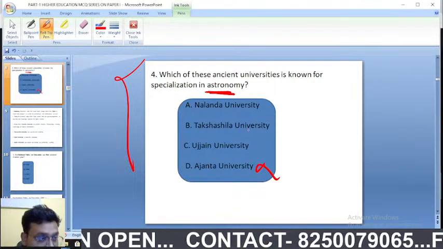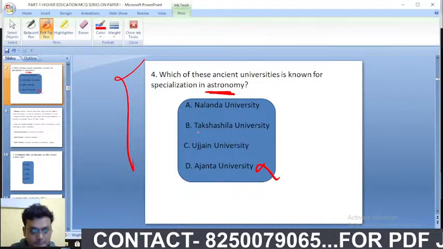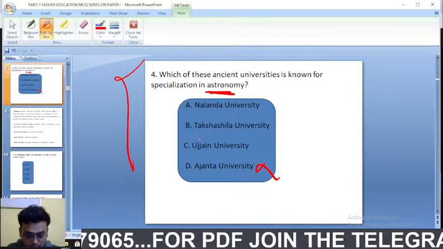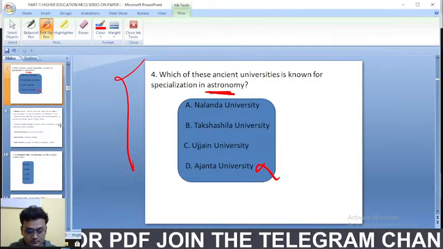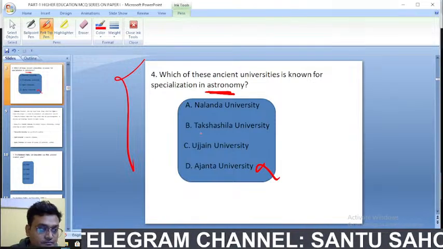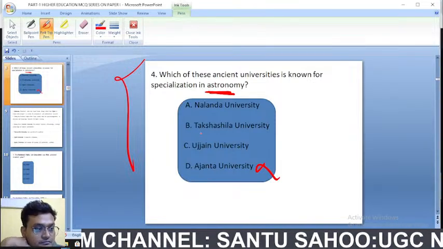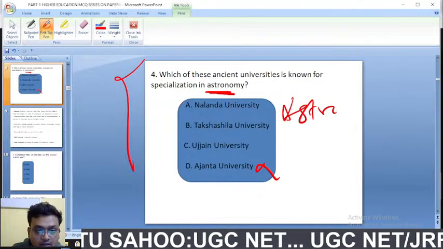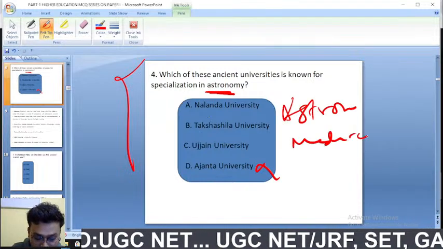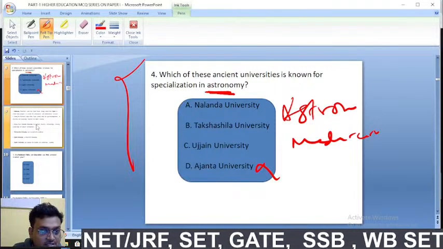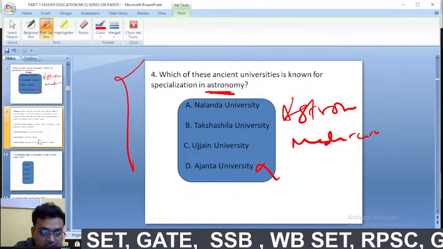What would be the right answer here? Any idea? We have astronomy, medicine. Who is it? Any idea? Here you see Babu is saying C.